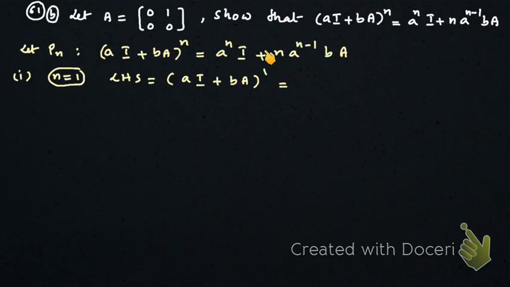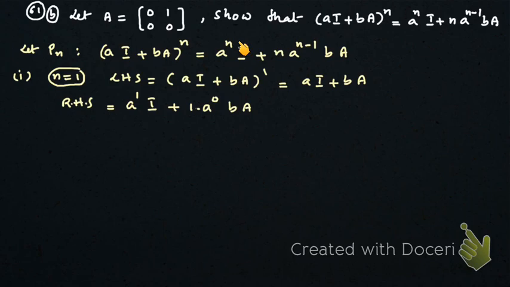Then I should work out the RHS when n is equal to 1 and show that both the values are the same. So I start with the LHS. LHS is (aI plus bA) the whole raised to n, where n is 1. So it is (aI plus bA) the whole raised to 1, which is aI plus bA. Nothing happens to it, and that's the LHS. Now I'm going to work on the RHS. So I'm going to copy the RHS and make n as 1 there.